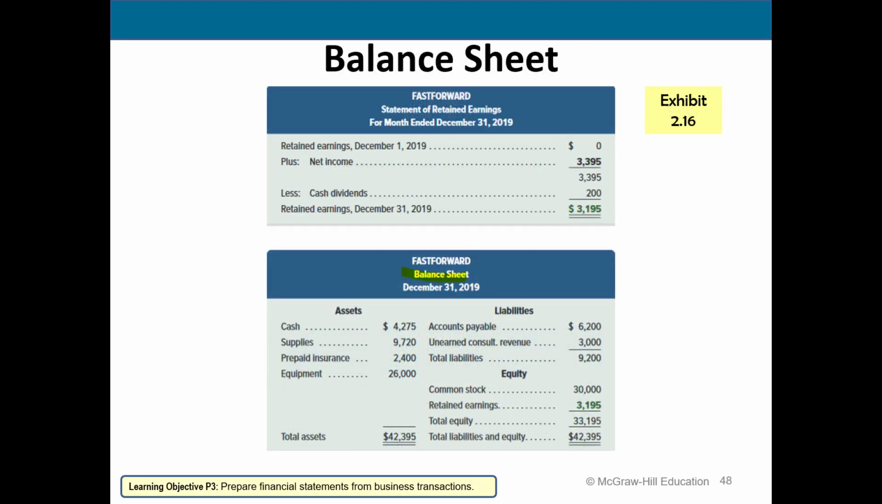Then we can prepare the balance sheet. So we list the ending balances of all of our assets, get their total. We list the ending balance of all of our liabilities and get that subtotal. We include common stock and our ending retained earnings balance from December 31st from our statement of retained earnings. We add up our equity, then we add total liabilities plus equity to get total liabilities and equity, and these amounts should always be equal. Total assets equals liabilities plus equity.